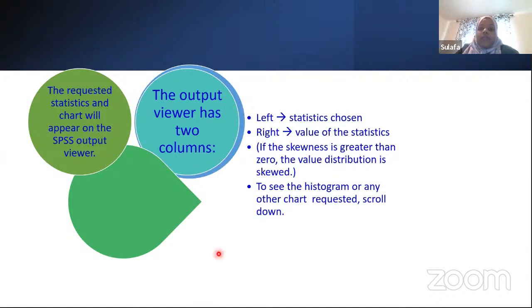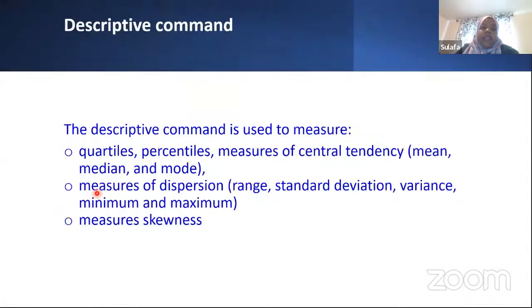And the histogram, you will see it down. Just scroll down, you can see the histogram. We have also the descriptive command. This is used to measure the quartile, percentile. Also, it can measure central tendency, like this. It displays these values: mean, median, and mode.